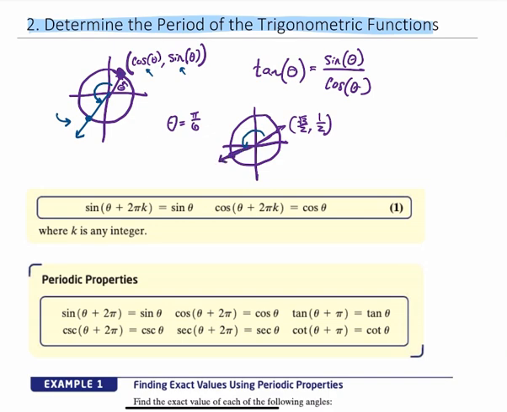So this would be the equivalent of the angle 7 pi over 6. And so if you're referencing the unit circle, this would be 7 pi over 6 if you go straight across the unit circle. And notice this has the coordinate point negative root 3 over 2, negative 1/2. So the values are the same, but they're both negative.